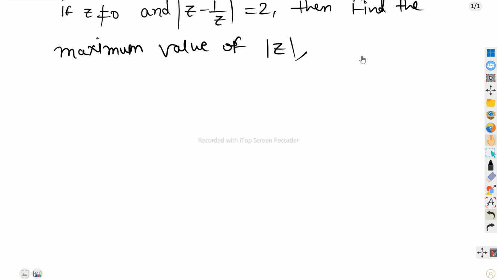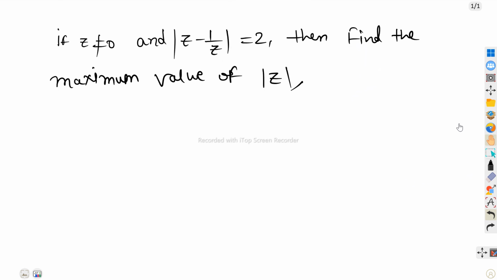We have a problem on complex numbers which was asked in JEE Main 2023. We are going to solve this. First of all, we are going to use the triangle inequality. We are given that z is a non-zero complex number and mod of (z minus 1 upon z) equals 2. Then we have to find the maximum value of mod z.